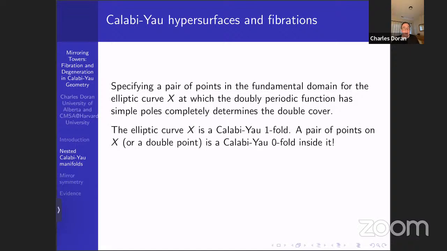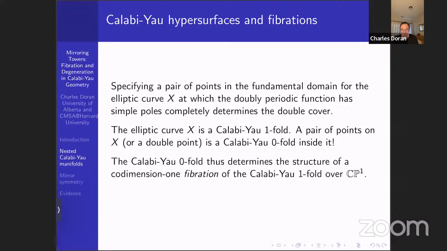Now, the elliptic curve is a Calabi-Yau one-fold. I already told you earlier that a pair of points, or a double point, is a Calabi-Yau zero-fold. So choosing a Calabi-Yau zero-fold inside a Calabi-Yau one-fold gives you the structure of a codimension 1 fibration of the Calabi-Yau one-fold over CP1. Okay? And this is a completely general phenomenon in all dimensions.